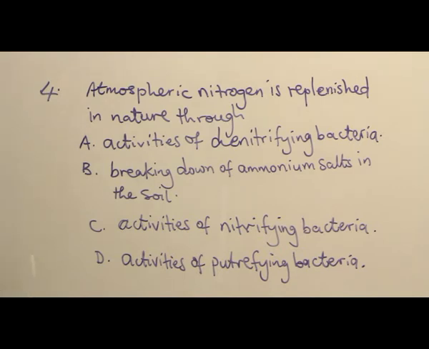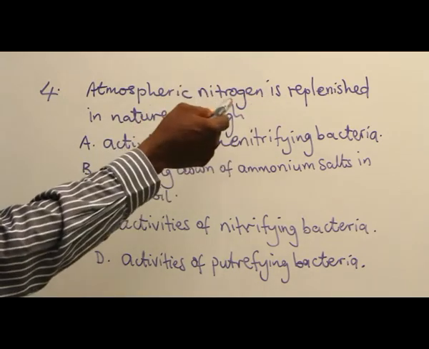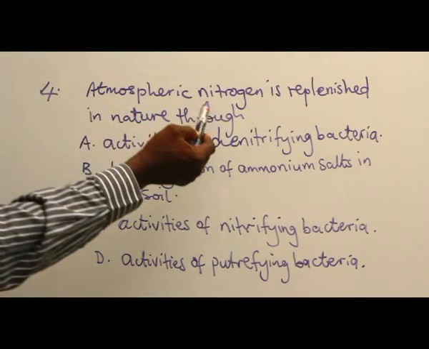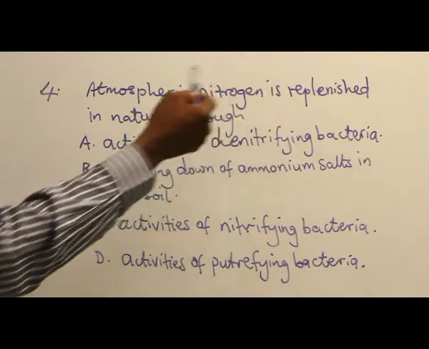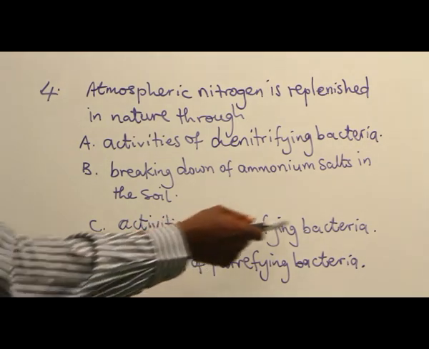This question is clearer if you understand the nitrogen cycle. Now, replenish means replacing or adding. After using, you add more, you replace it. Nitrogen in the atmosphere is being replaced continuously. Through which method? Activities of putrefying bacteria? Putrefying bacteria are saprophytes. They feed on decaying organic matter and in the process break the organic matter down into its nutrients. C, activities of nitrifying bacteria.